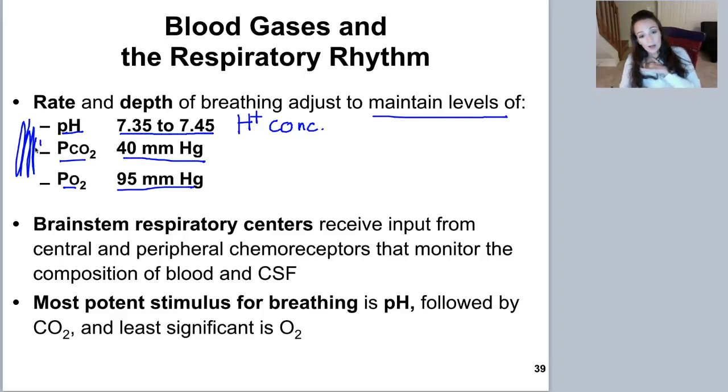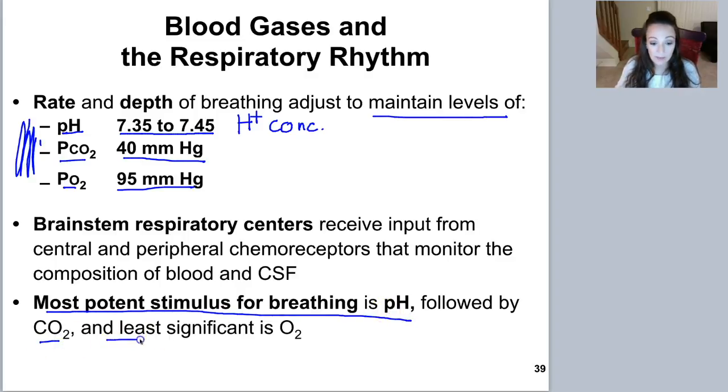And then the DRG is most sensitive to pH changes, then carbon dioxide changes, then oxygen changes. Our most potent stimulus for breathing is pH, followed by CO2, and the least significant one is O2, okay? So we're mainly monitoring that pH.